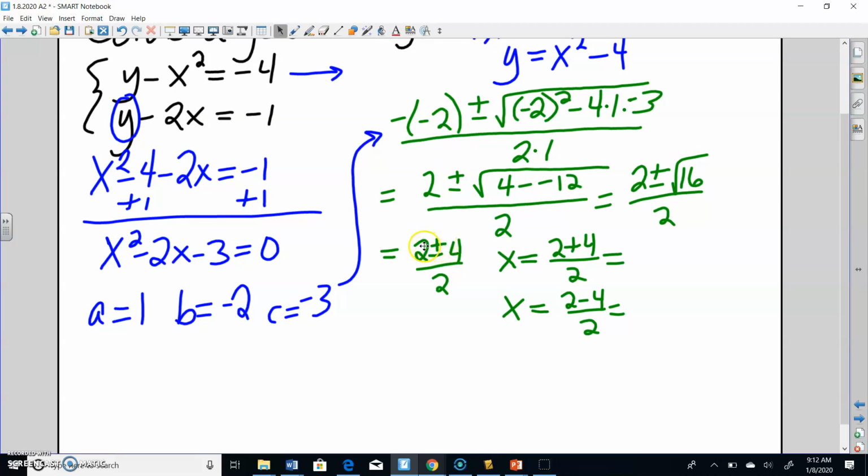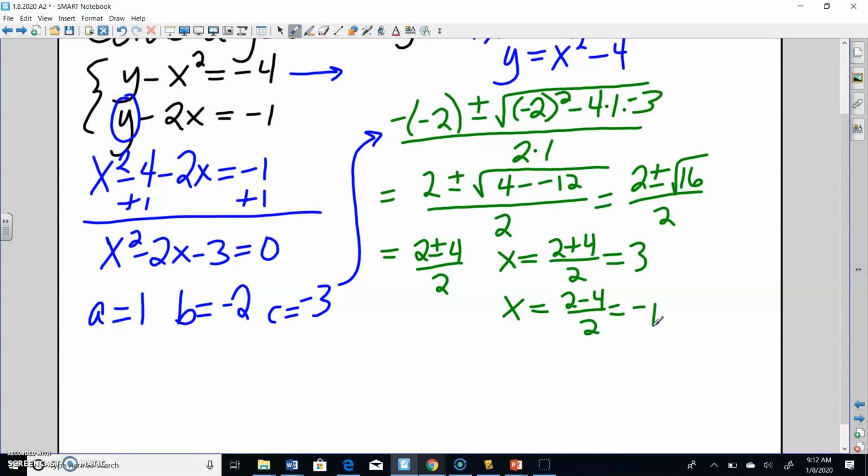And the plus, so I'm using this plus or minus right here. That's how I'm getting those two equations. 2 plus 4, 2 minus 4. So then simplifying, 2 plus 4 is 6. 6 over 2 is 3. 2 minus 4 is a negative 2. Negative 2 over 2 is a negative 1. Everything look good so far? You agree with my work?